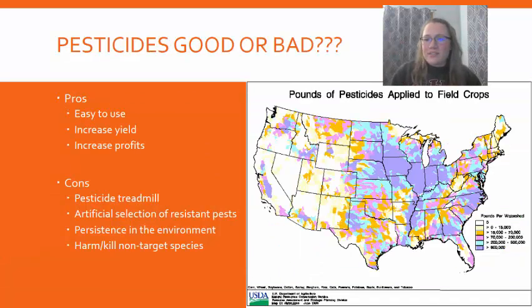So overall, are pesticides good or bad? Well, in general, they're easy to use. They increase the yields, they increase the profits, so all good things, right? But the bad would be they could lead to the pesticide treadmill. They could lead to artificial selection of pesticide-resistant pests. And that persistence in the environment is something to keep in mind. You don't want to have persistent pesticides causing damage. And pesticides could harm or kill non-target species.